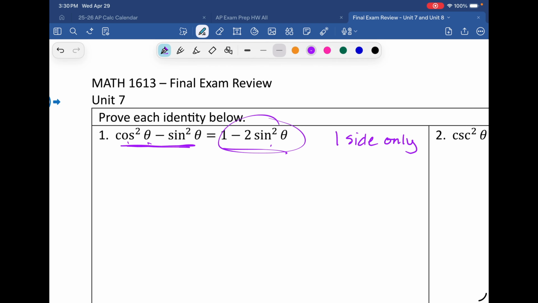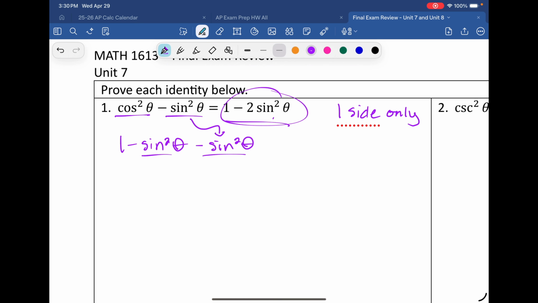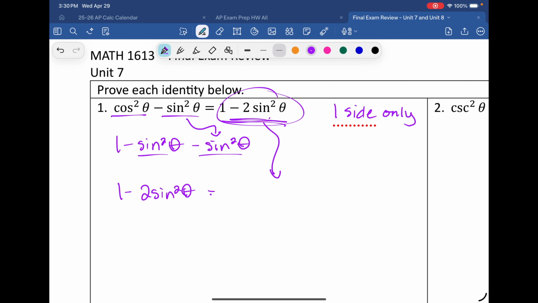All right, so I'm going to change this side, and I know from my identities that cosine squared is 1 minus sine squared. And I'm going to leave this one as it is, so bring it down. Keeping the right side alone, I'm not even going to touch it. So then on the left again, I have 2 of these, so 1 minus 2 sine squared. Well, that's what I have. So did we prove that the left equals the right? Yeah.